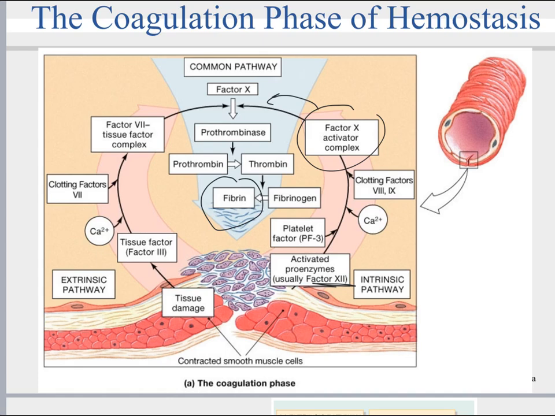Once factor 10 has been activated by either the intrinsic or extrinsic pathway, this enzyme, prothrombinase, converts factor 2, which is the inactive enzyme prothrombin, so here's our inactive enzyme prothrombin, into its active form. The active enzyme is known as, and we'll highlight it for you, thrombin.